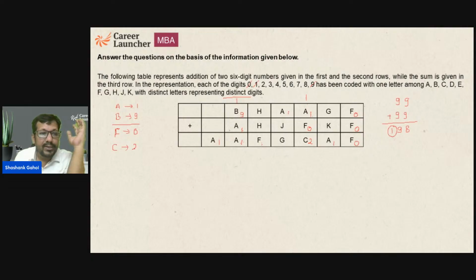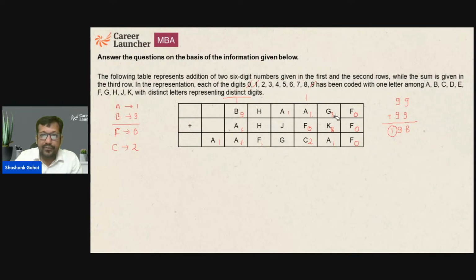Because every alphabet is representing a different digit, that's why C cannot be 1. C must be 2 only, right? And G plus K should be 11. Okay. So 2 plus 9, not possible case because this is 2. 3 plus 8 may be a possible arrangement. 4 plus 7, 5 plus 6, 6 plus 5 can be any number.